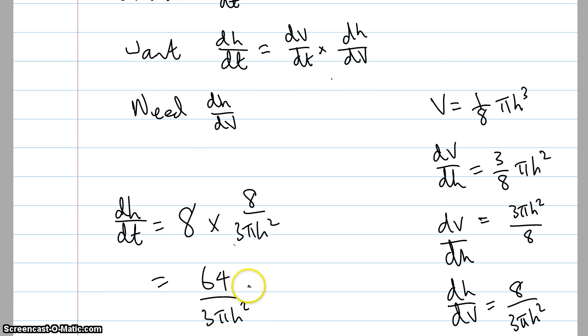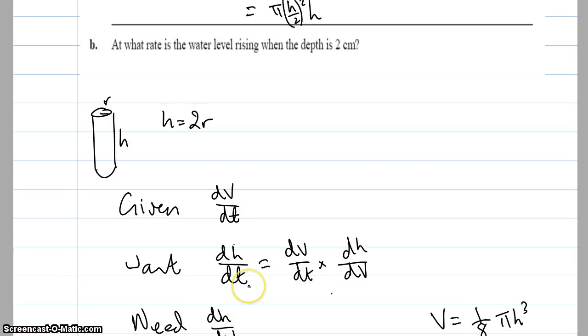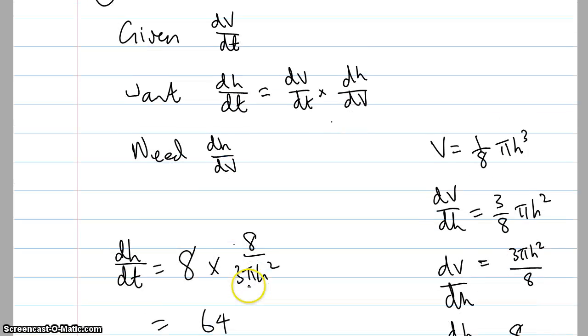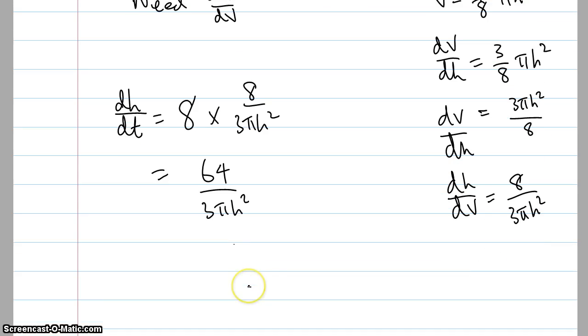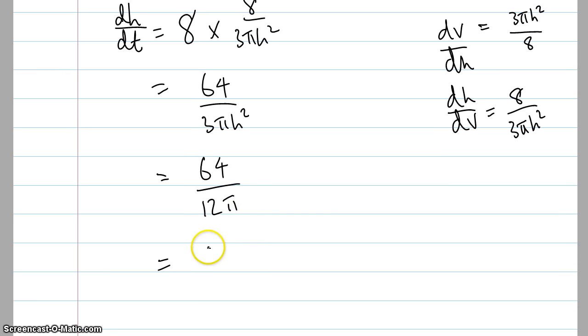Now I put in what my H value is. This one says when the depth is 2 centimeters, I can find out at what rate the height is increasing. So when H is 2, I'm going to get 64 over 3 pi and then H squared is 4, so 12 pi, and I can simplify that to 16 on 3 pi.